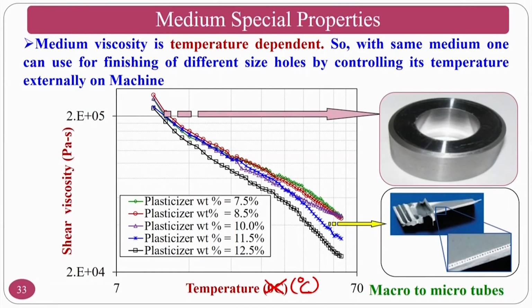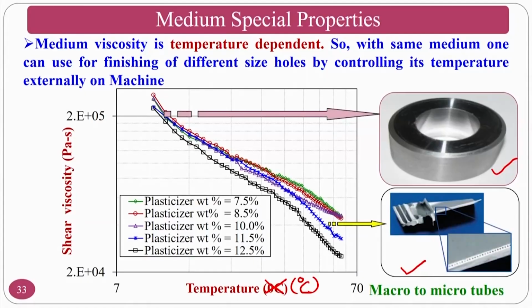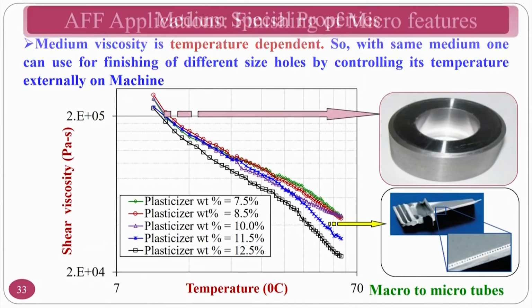The advantage of this is, if the viscosity is high, you can finish the bigger holes. If the viscosity is low, then you can go for smaller ones also. Assume that I am going to have only one medium. If my abrasive flow finishing process has a temperature controlling unit, you can play with the temperature and reduce the viscosity of the medium, and you can use it for small components, or small geometrical features can also be finished. That is the beauty of the temperature dependent rheology of the medium.